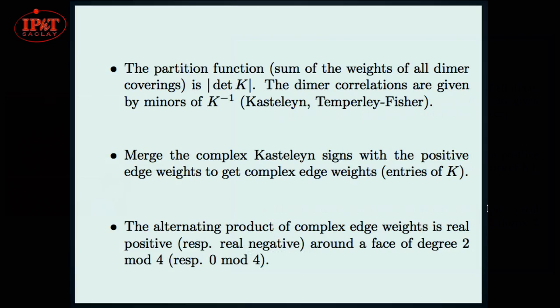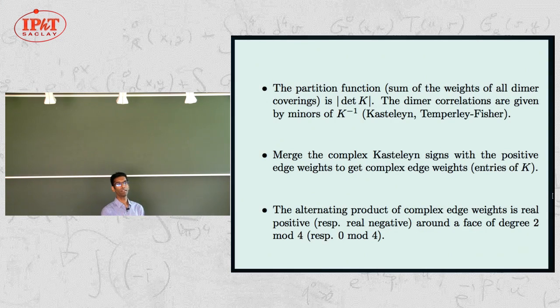All right, and so when you have these complex edge weights, the Kasteleyn sign condition is translated as follows. You should take these complex edge weights around the face and take the alternating product. This alternating product should be real positive if the face has degree 2 modulo 4, and should be real negative if the face has degree 0 modulo 4. Because you can just separate this alternating product of complex edge weights as the alternating product of the positive edge weights, which is always positive, and the alternating product of the complex signs.